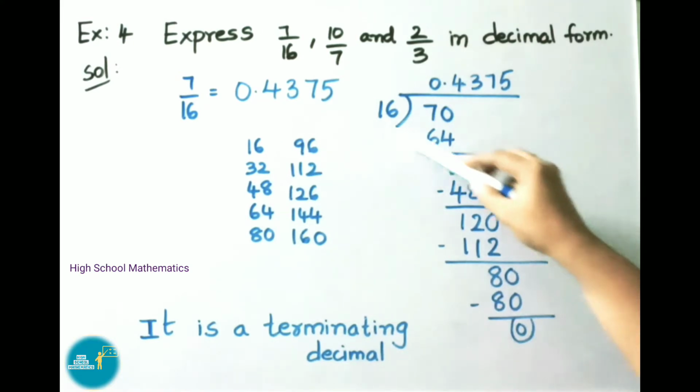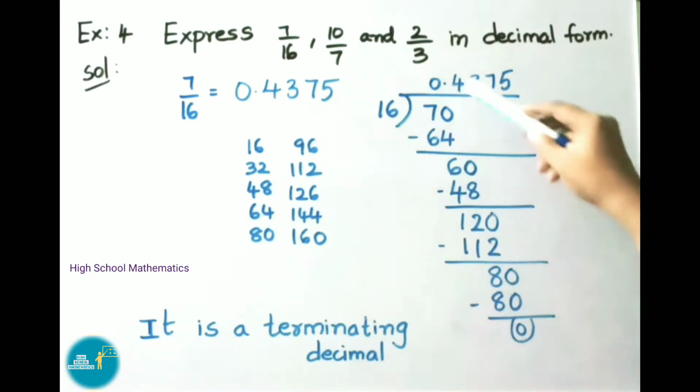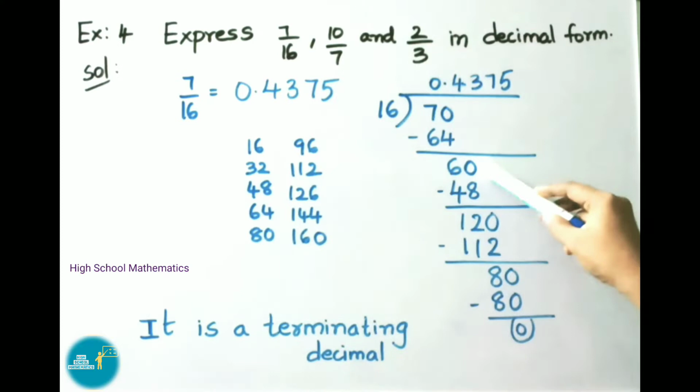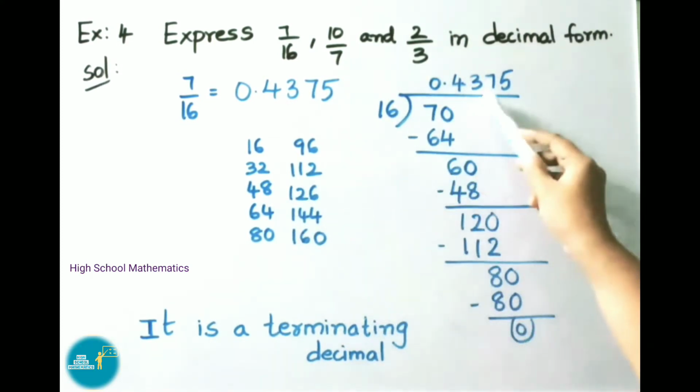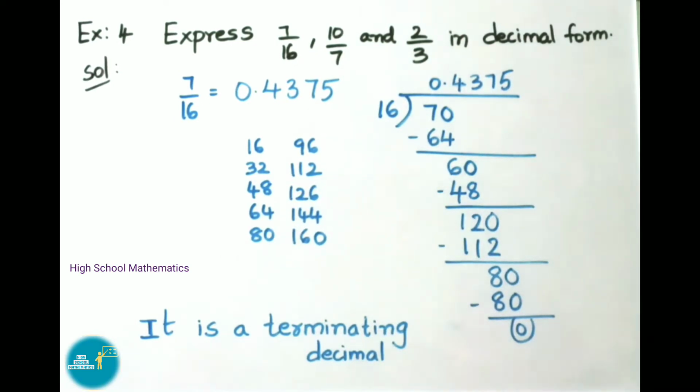Now 6 is less than 16. Since here we have a decimal, so add a 0 here. Now the number is 60. So 16 table, 3 times is 48. 60 minus 48 is 12. Again 12 is less than 16. So decimal is there. We can place a 0 here. Now the number is 120. Now 16 sevens are 112. So 7 times, 112 we have written. 120 minus 112 we got 8.